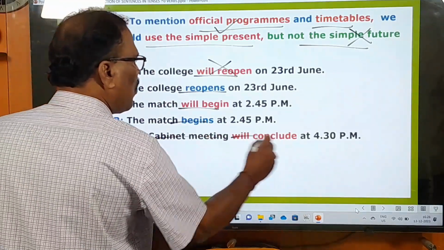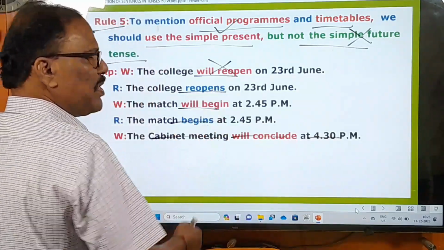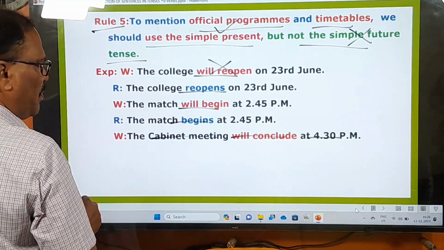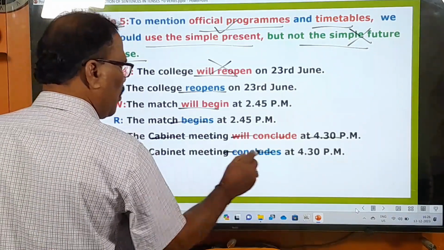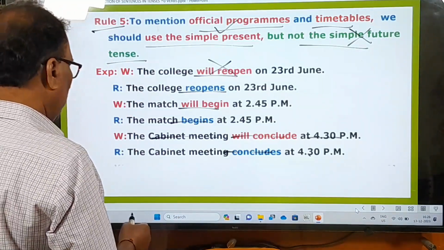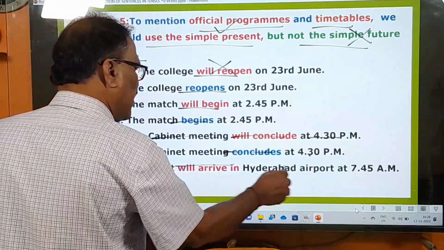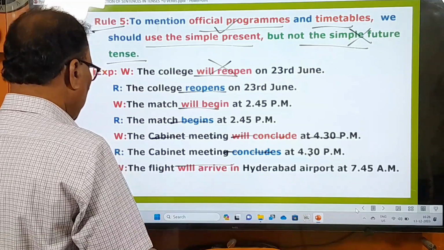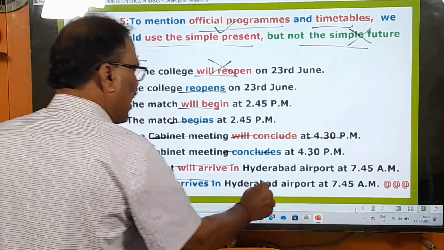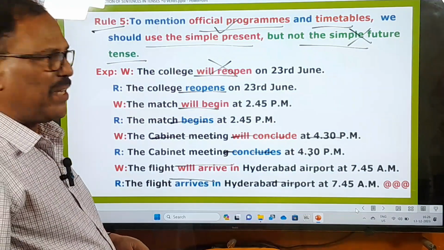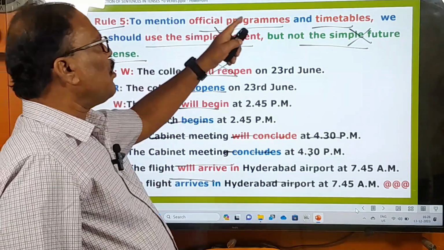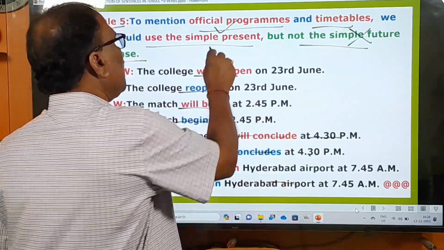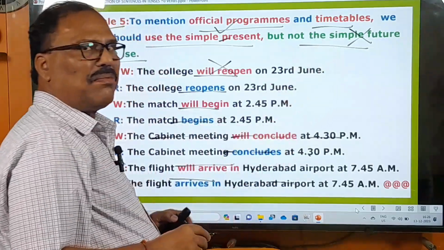The cabinet meeting will conclude at 4:30 p.m. It is also an official program. And therefore, this should be expressed in the simple present, not in the simple future. Here the meeting concludes at 4:30 p.m. And then comes the flight will arrive in Hyderabad airport at 7:45 a.m. This is a timetable, right? And here the flight arrives in Hyderabad airport at 7:45 a.m. So in this way, all the official programs and timetables must be mentioned only in the simple present, but not in the simple future tense.